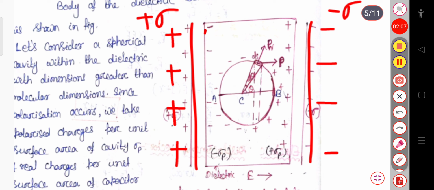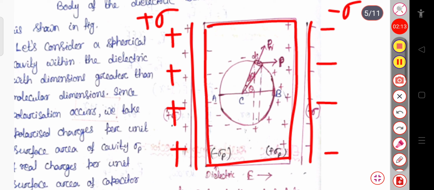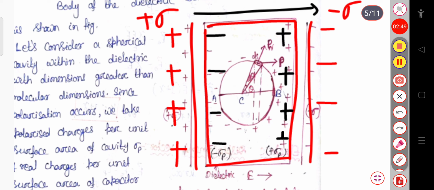If we insert a dielectric slab in between these two parallel plates of the charged capacitor, what will happen? Because of this plus sigma and minus sigma, the electric field will be in this direction. Now because of this dielectric, whether it has polar molecules or non-polar molecules, the charges inside the dielectric will move. The negative charges will move in the opposite direction to that of the applied field, and the positive charges will move in the direction of the applied field.